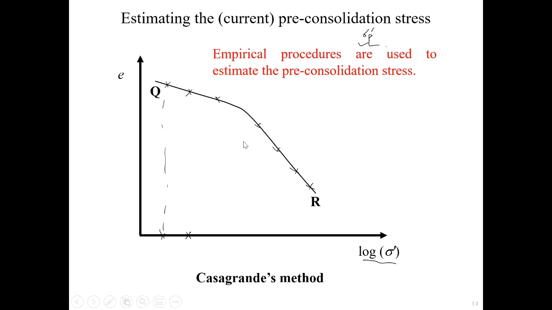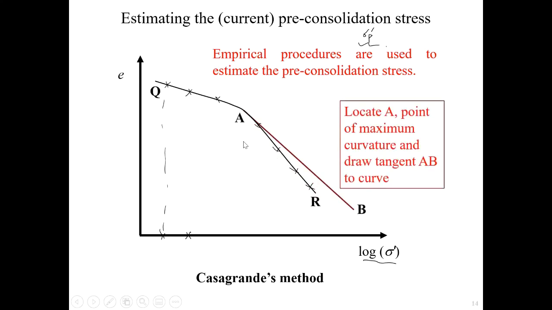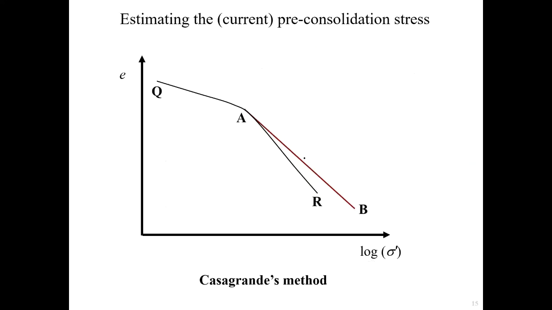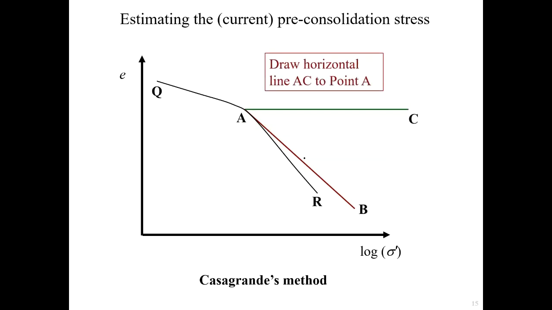So firstly, we find the point A, that's the point that represents the maximum curvature of the curve. So obviously, roughly this point has the maximum curvature. Then we draw the tangent line AB to this curve, and the AB is shown on this chart. And then through the point A, we draw a horizontal line AC. This is a symbol, we just draw a horizontal line.